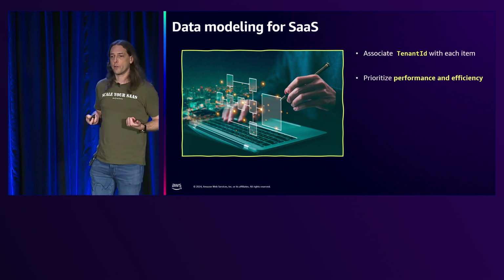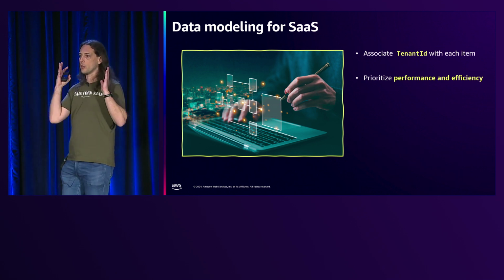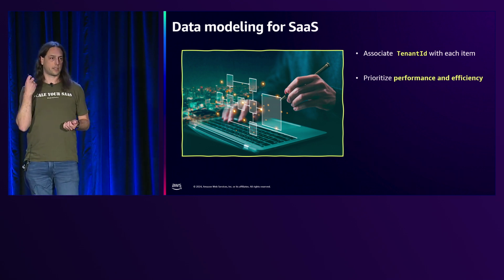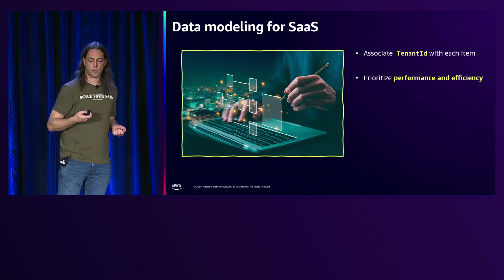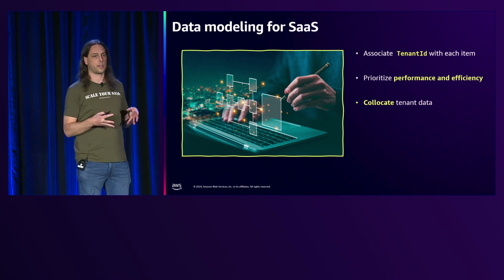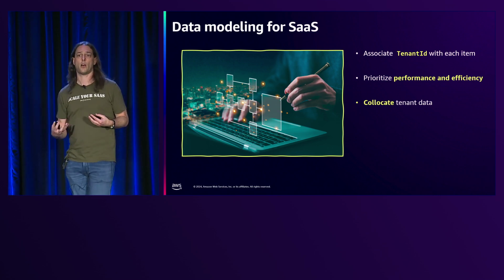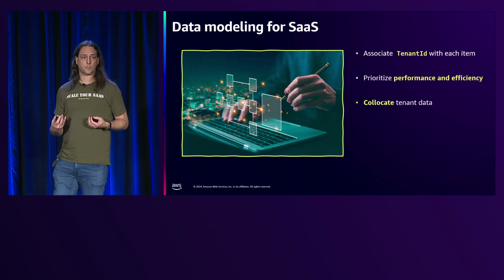We want to aim for efficiency, right? SaaS is going to scale your efficiency, so make sure efficiency is key to your mind when you're creating this data model. So things like co-locating tenant data together on the same set of storage instances or the same set of disks is going to help you be more efficient.